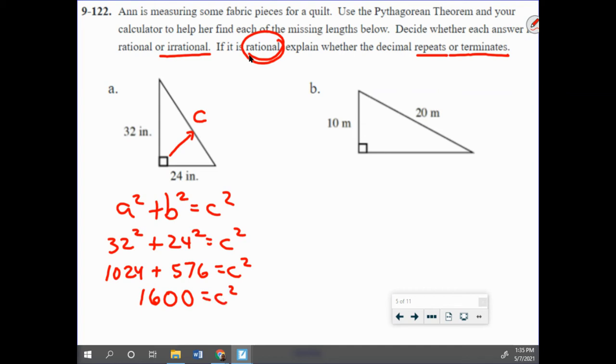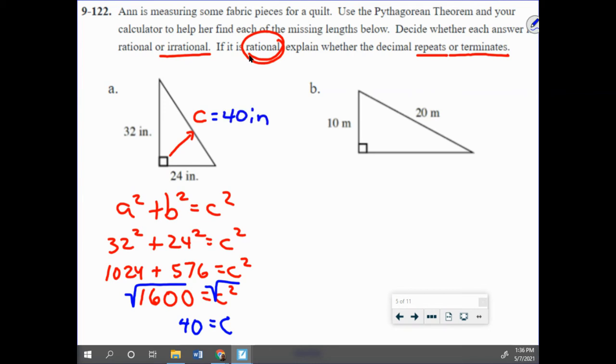And then at that point, how do I get the c alone? To get the c alone, you have to square root both sides. And when you square root c squared, it ends up with just c. And the square root of 1,600 is 40. So my answer here is 40 inches.